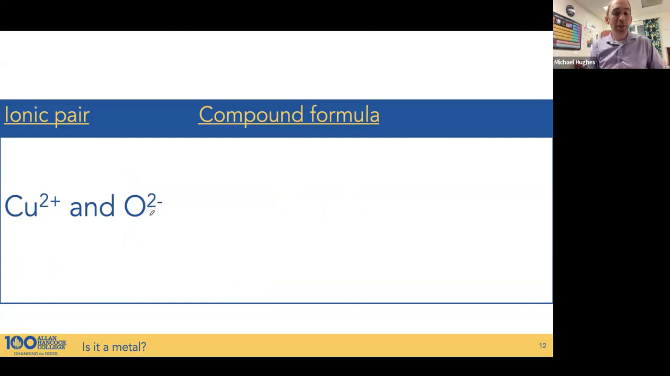Cu2+ and O2-. So not much to do here because we have 2+ and 2-. And so copper 2 oxide is just CuO.